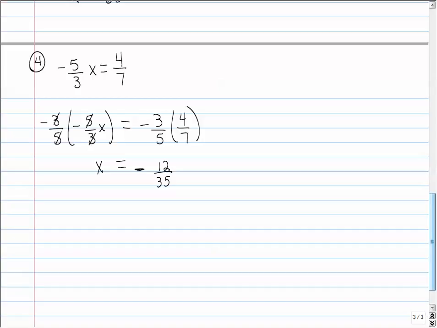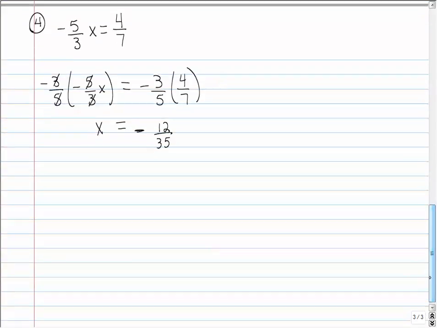Okay, now sometimes you may have more than one step in the problem. We'll have to combine what we did last time and what we're doing today. So you might have to use the addition property, and use the multiplication property.